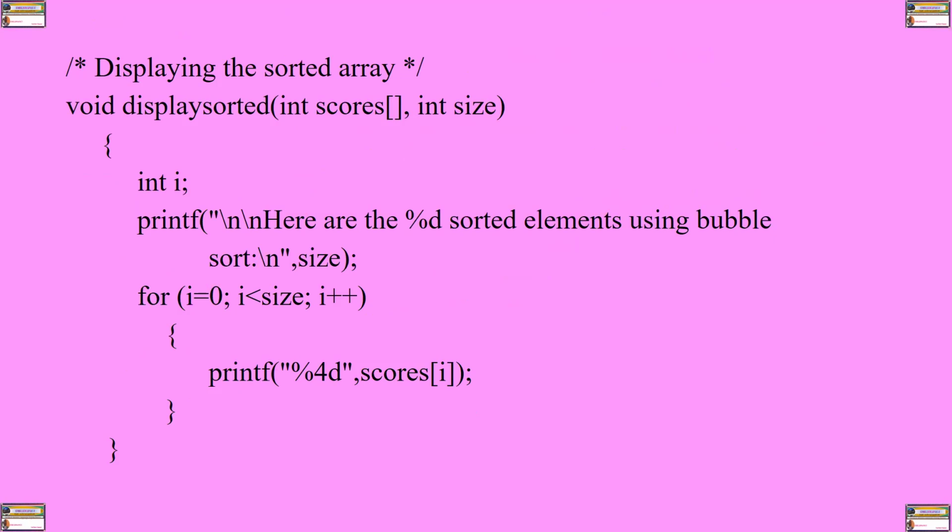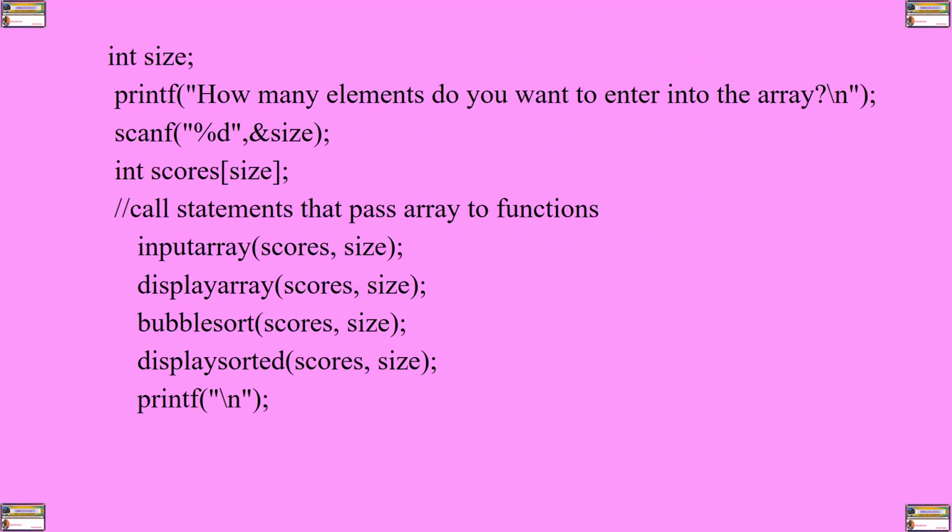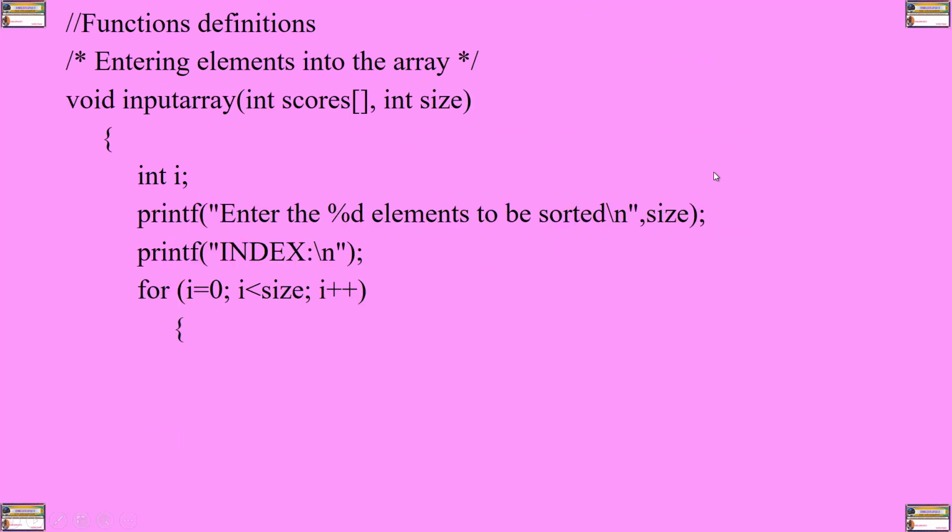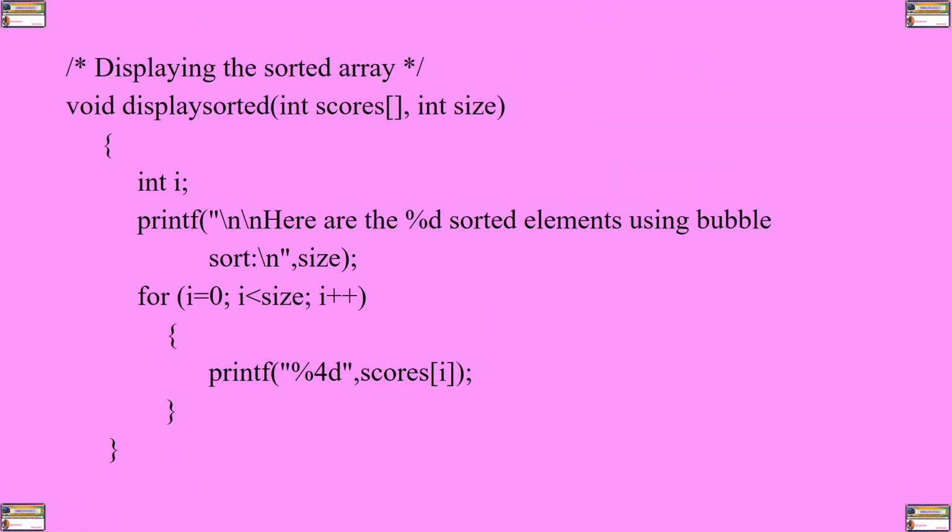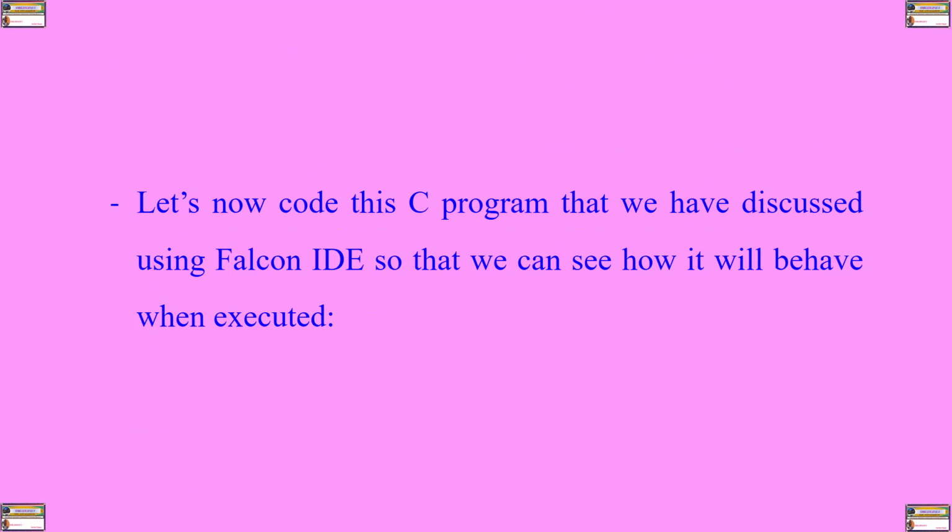And once this is done, the control will be taken back to the main function, to the next line, which is to write a blank line or a new line, and return the control back to the operating system, and the program ends. Therefore, my dear students and the rest of the learners, let's see how this program will behave when coded in Falcon IDE.